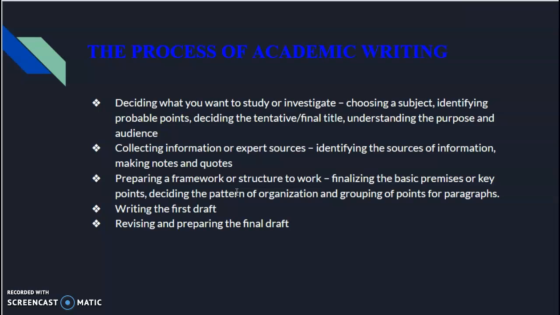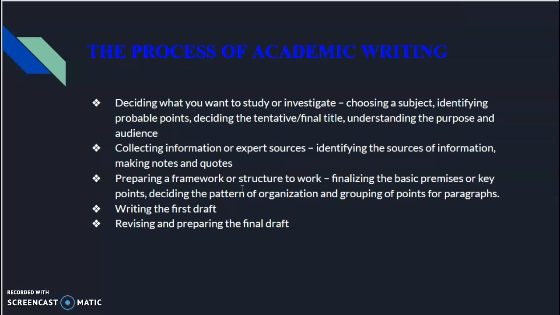What are the important points? Which points are going in which paragraphs? How many points are going in a paragraph? All these things have to be properly decided and outlined. After that, you can prepare the first draft.